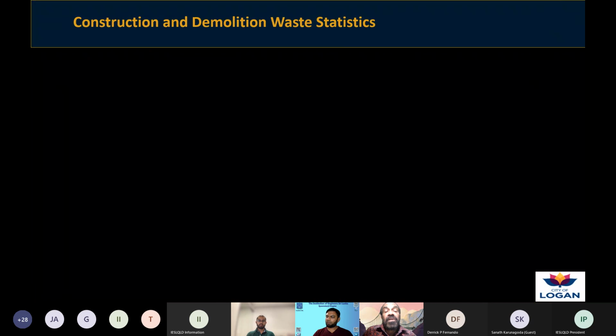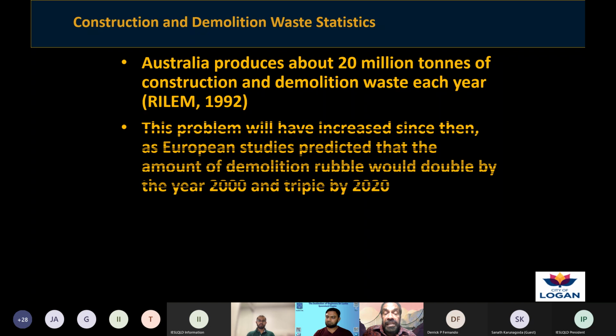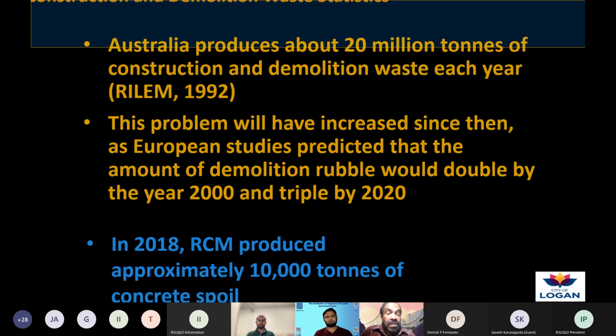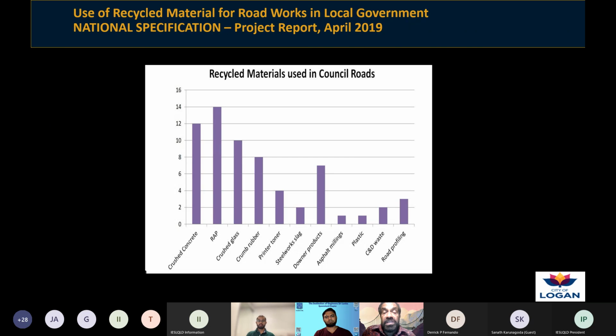Now, construction and demolition waste statistics: 20 million tons of waste is produced in Australia, and it will double and then triple in the coming years. In our division we have approximately 10,000 tons of concrete produced. Then the national specification, I am not going to go into details. There is a specification called the national specification. They published a research paper in April 2019.